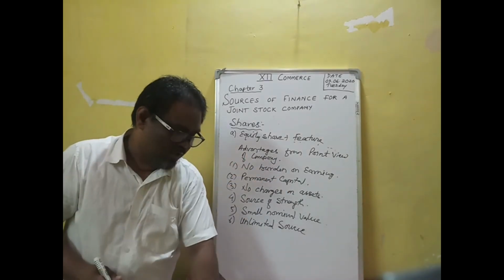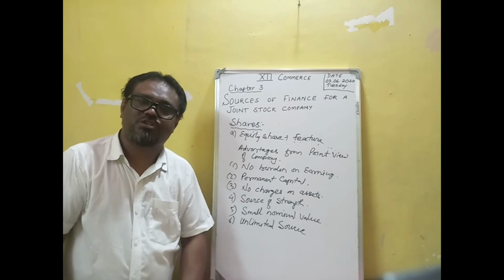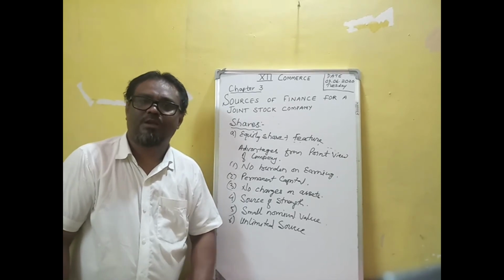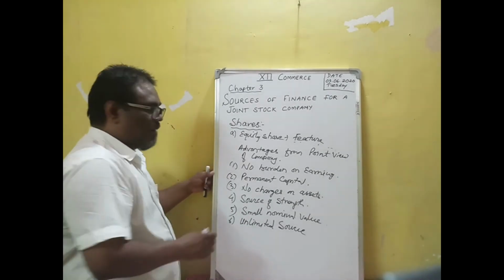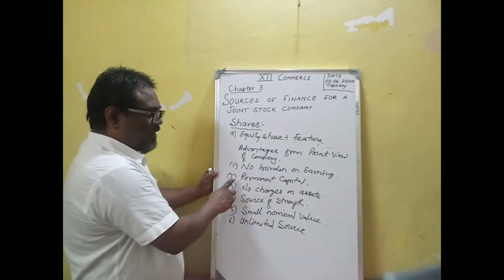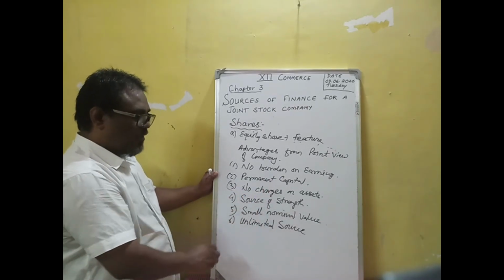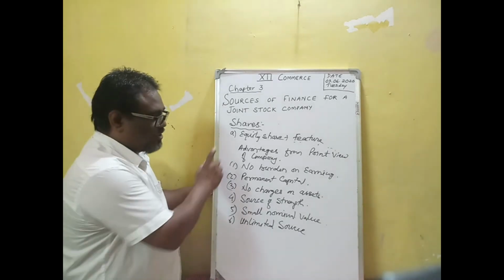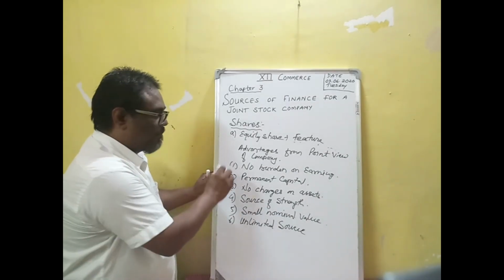Again, now we will do the advantages of equity shares from the point of view of shareholders. This was the advantage from the point of view of the company: no burden of earning, permanent capital, no charges on assets, source of strength, small nominal value, and unlimited sources. So these are the advantages of equity shares from the point of view of a company.